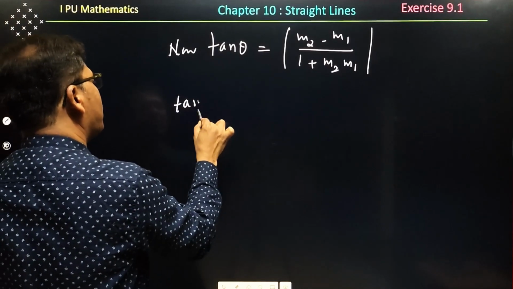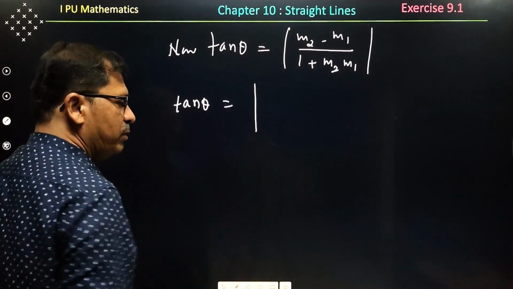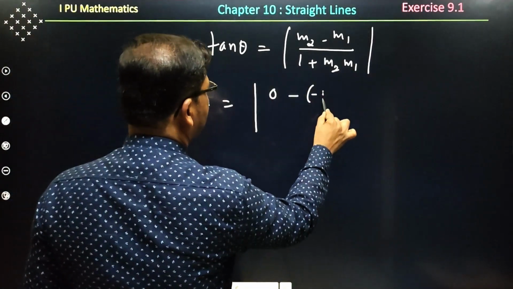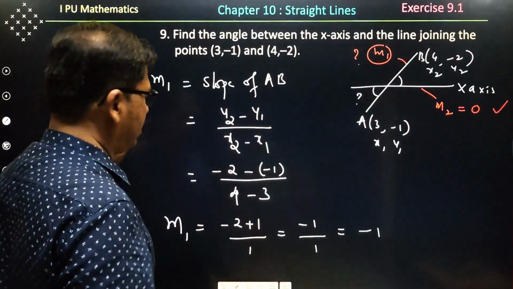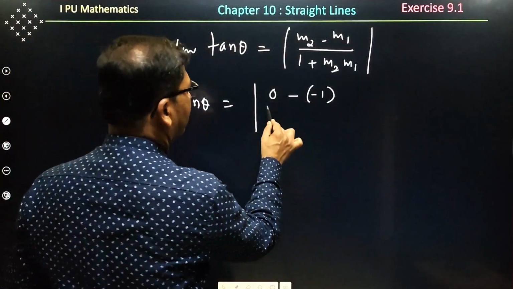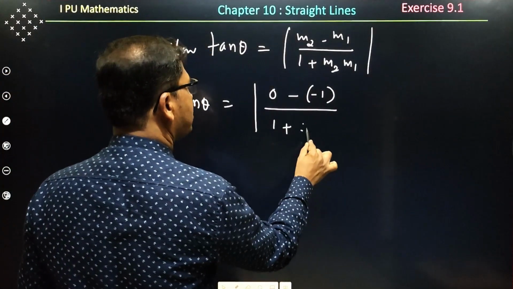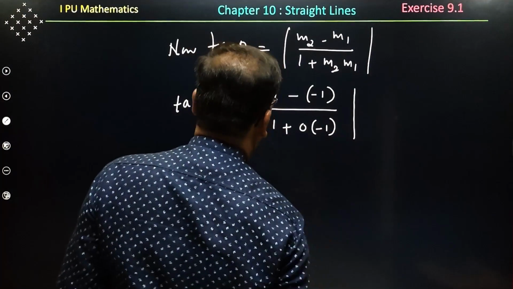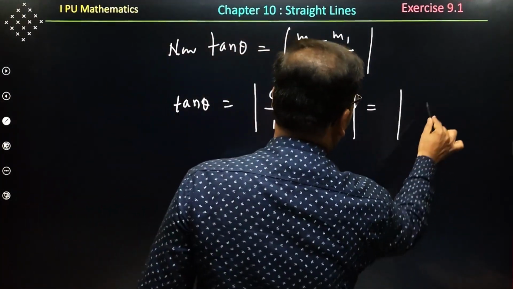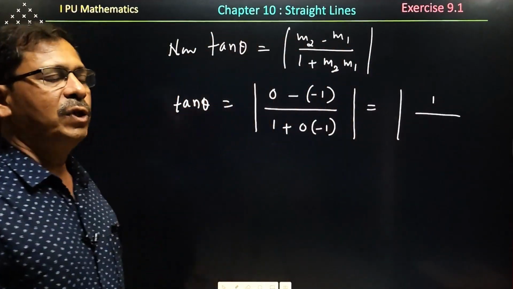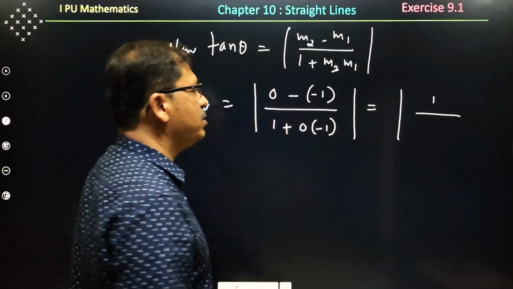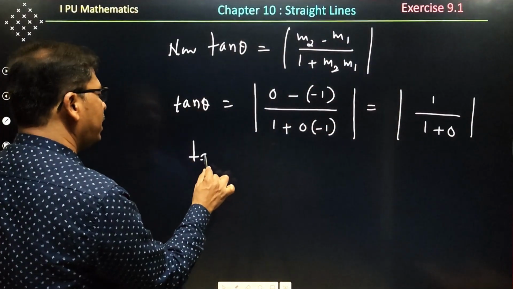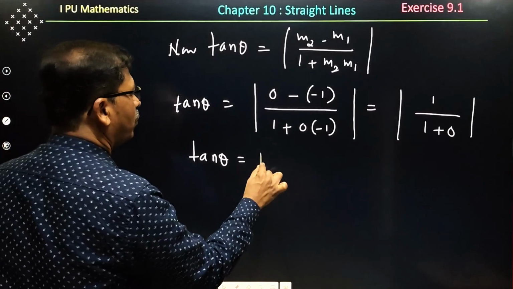Tan theta is equal to modulus of m2 value is 0 minus of m1 value is minus 1. Am I correct? Minus 1, yes, minus 1 divided by 1 plus of m2 is 0 into minus 1. This is equal to absolute value of plus 1 in the numerator divided by 1 plus 0. 1 plus 0 is 1 only. So finally, tan theta is equal to 1 you are getting.